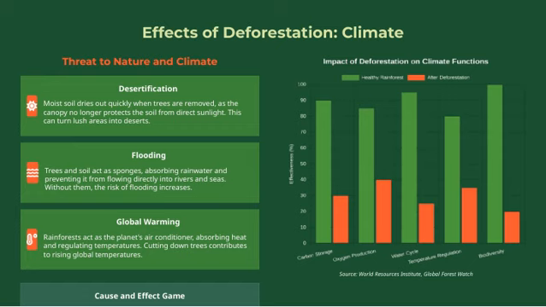To help understand these connections better, there's a cause and effect game where you can match each cause with its specific effect on climate. This visual tool really highlights how interconnected these issues are. Remember, all of these points come from reputable sources like the World Resources Institute and Global Forest Watch, emphasizing the importance of protecting our forests for the health of our climate.